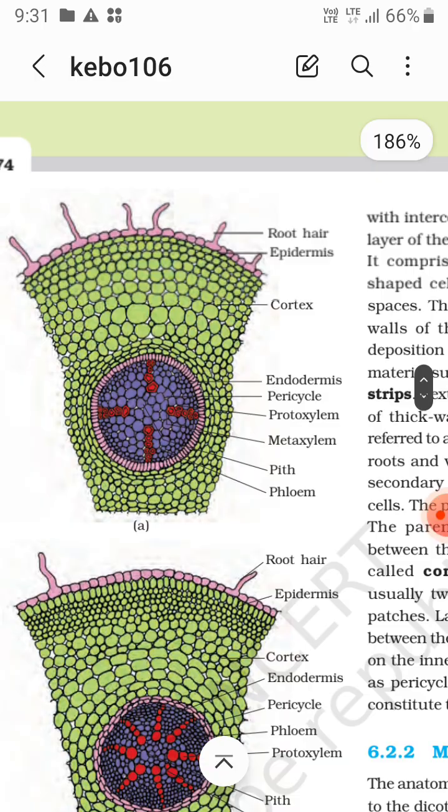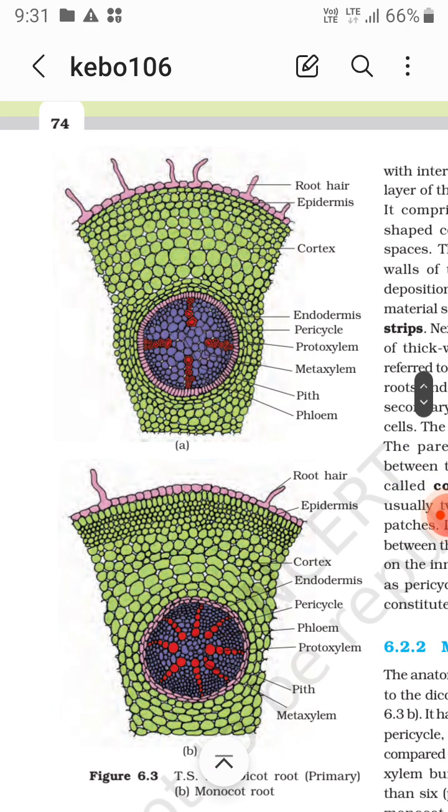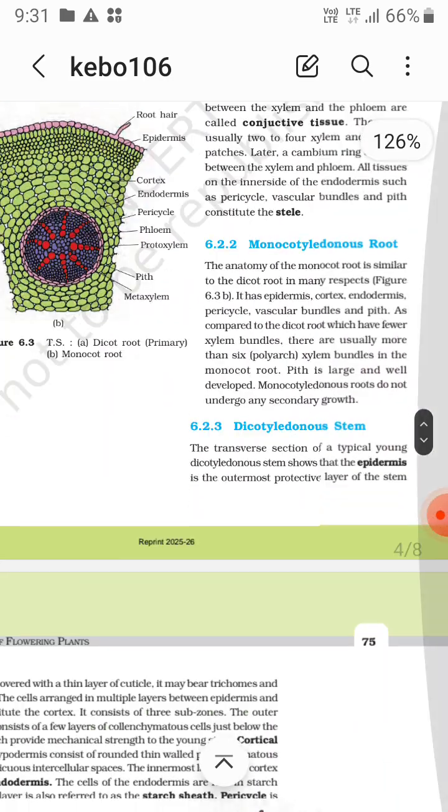So the first diagram is of the dicot root, and the second one is the monocot root. All this is the primary structure.